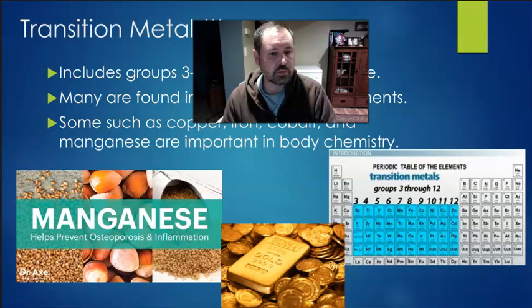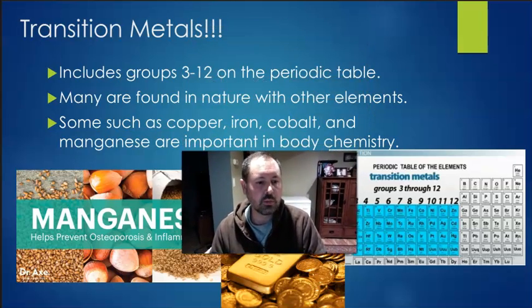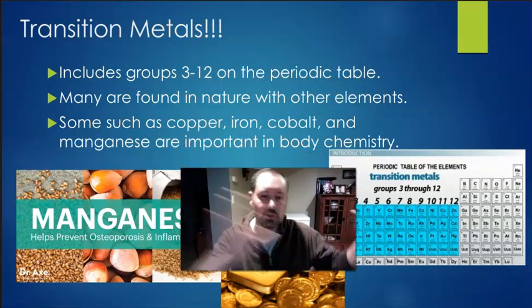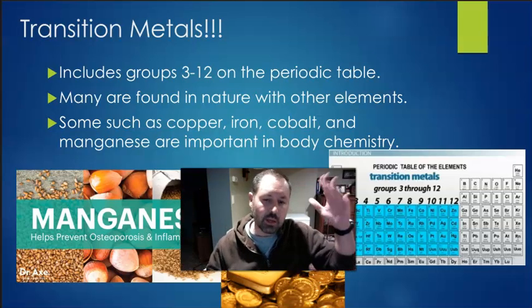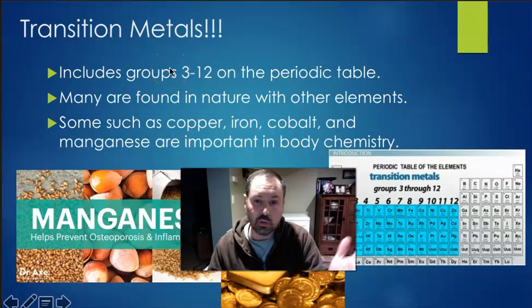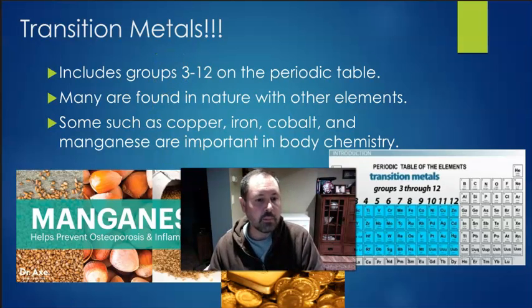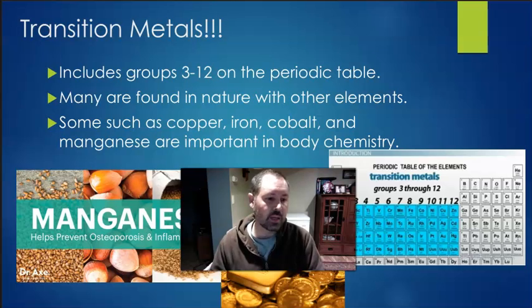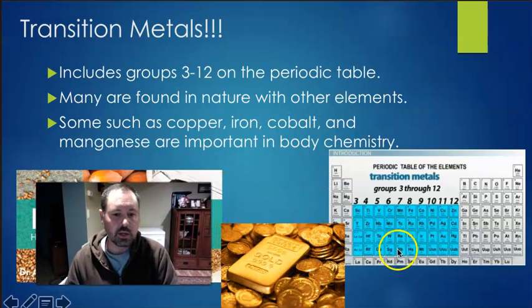So anyway, transition metals. Okay, so remember the representative elements, those are on the outside. Those are the tall families. But now we're talking about the stuff in the middle, right? That's groups or families 3 through 12. It's the stuff right in the middle. Many are found in nature with other elements. Some, such as copper, iron, and cobalt, manganese, are important for body chemistry. So remember, it's these ones right here in the middle. We haven't talked much about those so far.